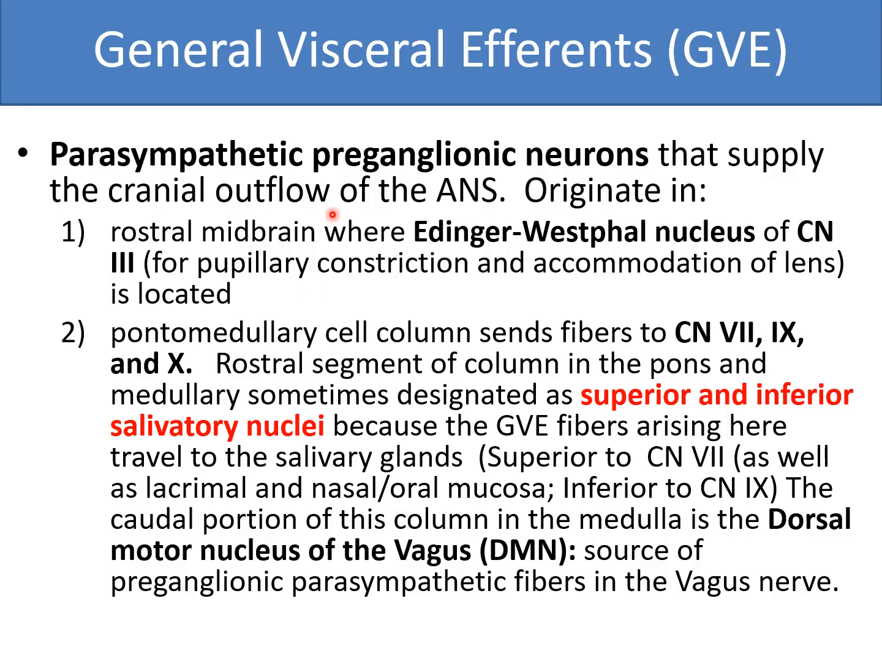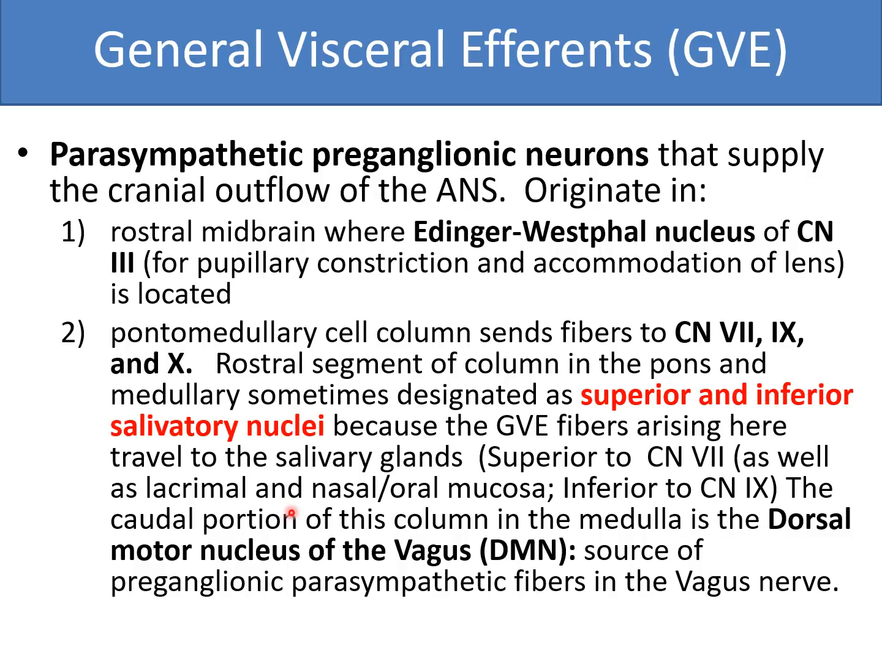The parasympathetic ganglion neurons that supply cranial outflow to the autonomic nervous system originate in a portion of the cranial nerve nucleus 3, the Edinger-Westphal nucleus, for pupillary constriction and lens accommodation. Other fibers, pontomedullary fibers from cranial nerve 7, 9, and 10, travel in a direction that is designated superior and inferior salivatory nuclei.